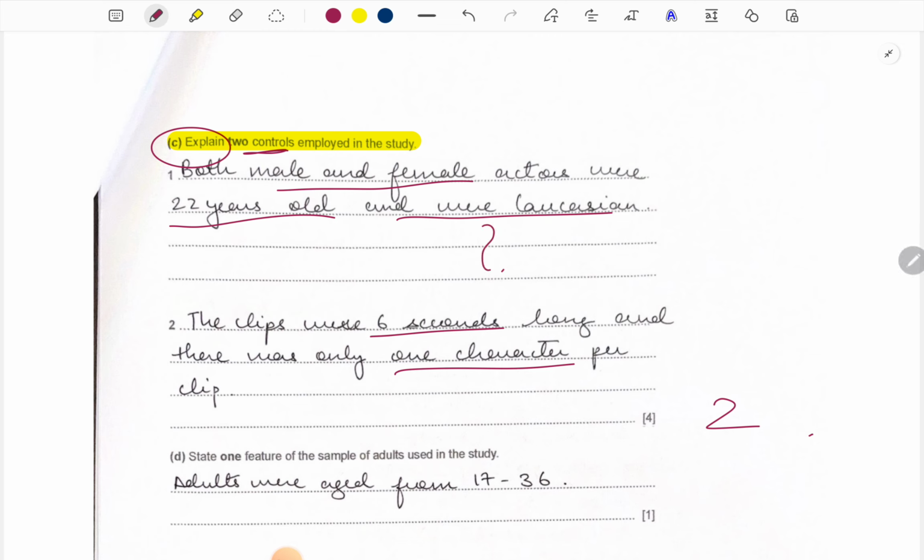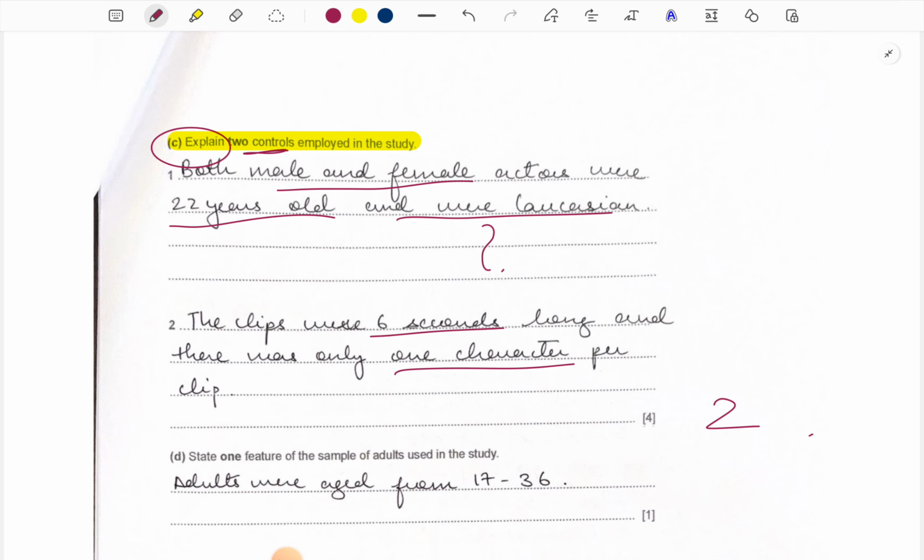Same way, the clips were 6 seconds long and there was only one character. Firstly, don't combine two things. Are we talking about the 6 seconds or are we talking about one character? Now if we say they were for 6 seconds, why is the duration having any bearing on memory? Like, is more than 6 seconds very long, so it becomes easier to memorize, or is less than 6 seconds very short, so they won't even be able to see the character? That's one way of putting it.